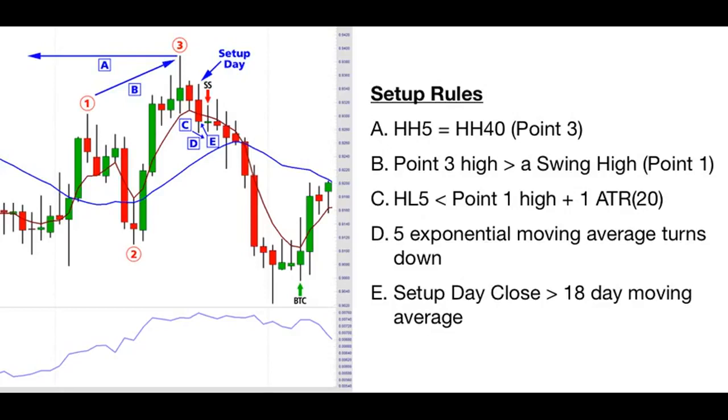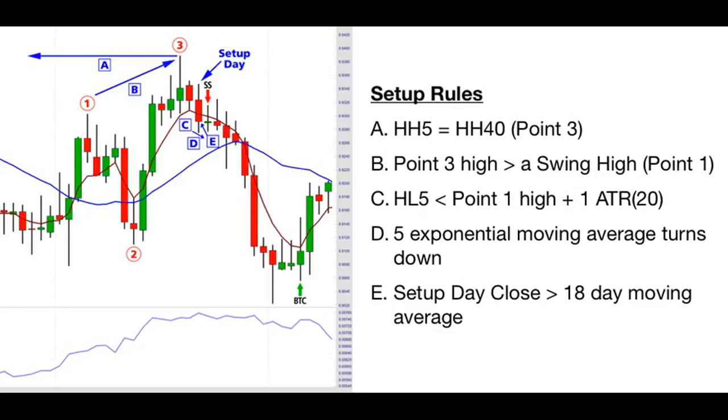And then C, the highest low of the last 5 days, which is signified by the letter C on the chart, is less than the point 1 high plus 1 average true range 20. If you were to add 1 average true range to the point 1 high, you would find that the highest low of the last 5 days from setup day is easily below that level.